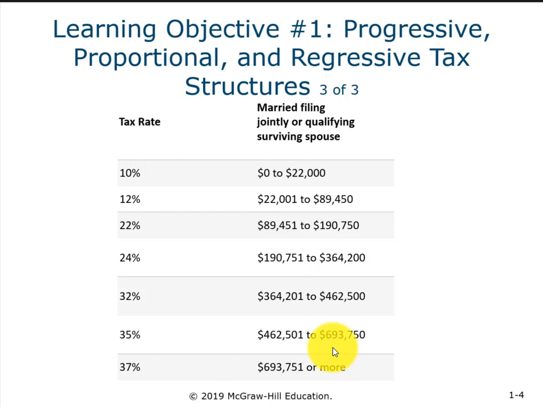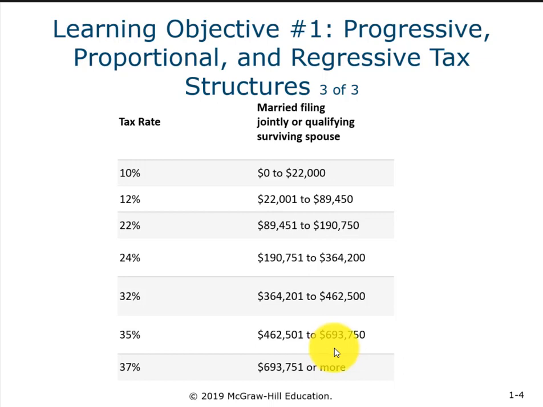If your income is 100,000, then you pay 10% of the first 22,000. You pay 12% of your income between 22 and 89, and then 22% of the amount over 89,451. That's what we mean by different rates apply to different parts of your taxable income. So even if your income is $1 million, you still pay 10% of the first 22,000, 12% on 22 to 89, 22% of 89 to 190 and so forth.